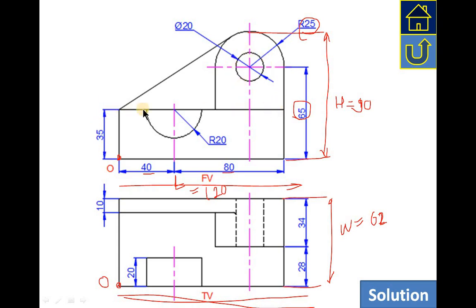So there is a slab height of 35 mm. From that it is 30 mm up, because the total is 65. This is 35 and this becomes 30. So this way, now we'll start drawing our object.